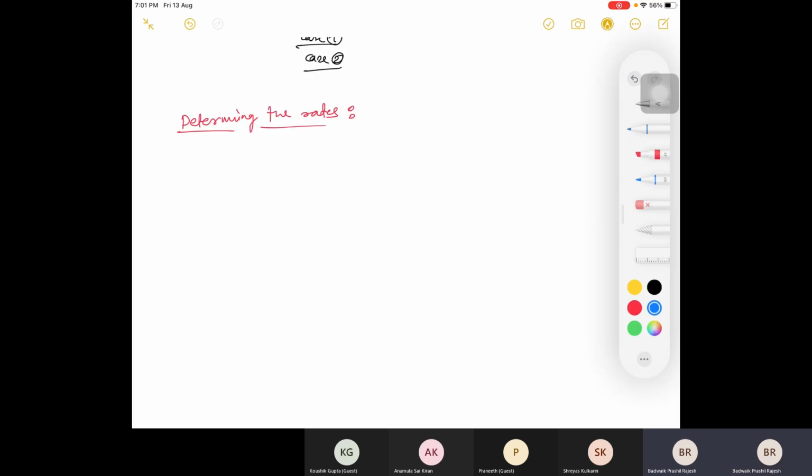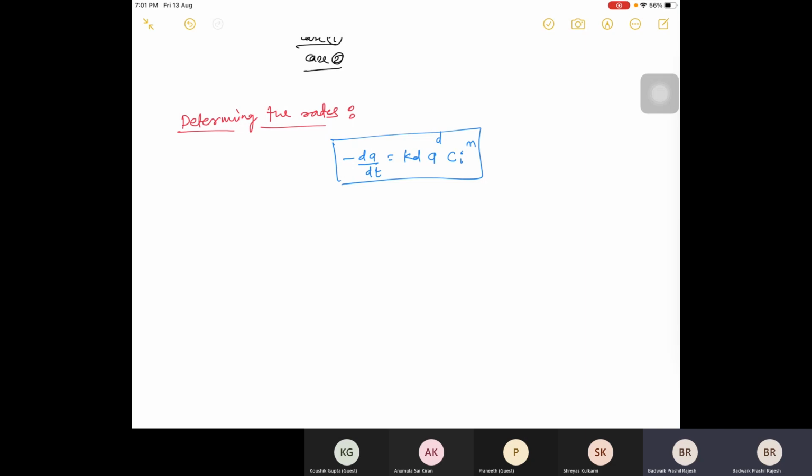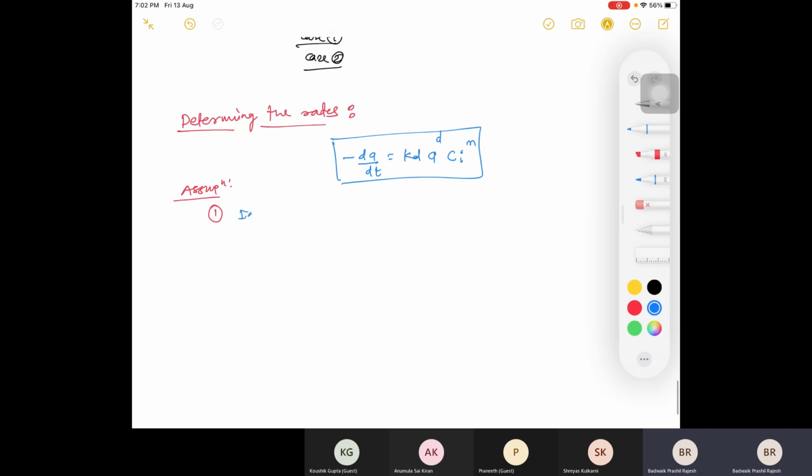Now I told you, minus dA by dt is equal to kd, activity to the power d, and then there was ci to the power m. So this is my equation. Now for the assumption, you can write that there is no series deactivation or parallel deactivation, or simply independent deactivation.